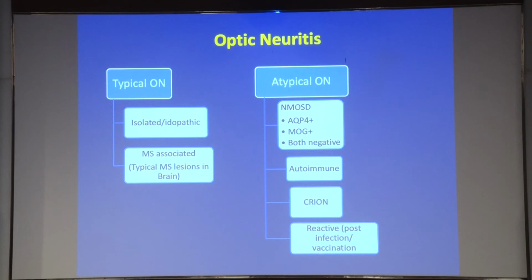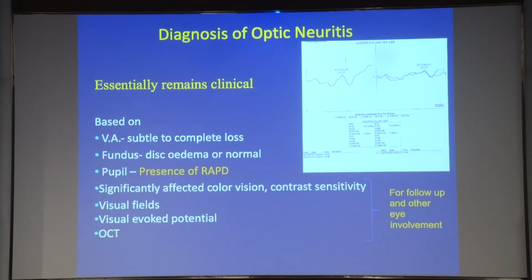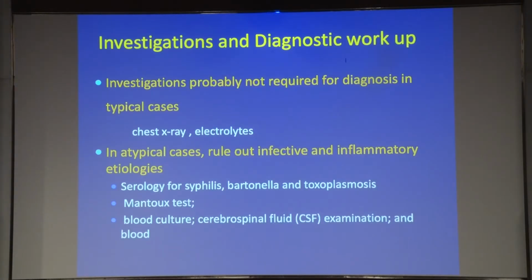So typical is idiopathic, MS-associated, isolated, CIS. In atypical optic neuritis, you have a whole lot of possibilities, so our workup for atypical becomes more extensive. The diagnosis of optic neuritis essentially remains clinical, based on the visual loss, the fundus presentation, the presence of RAPD, and of course the other visual functions, the visual evoked potential, and now we are using OCT to a certain extent to help us, of course not in the diagnosis, but essentially to follow up the patient and help us to classify and understand the possible etiology.